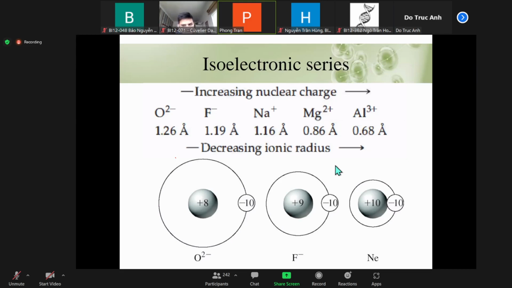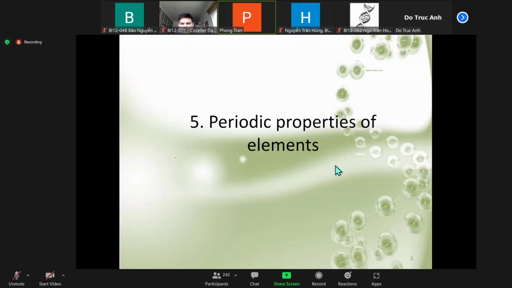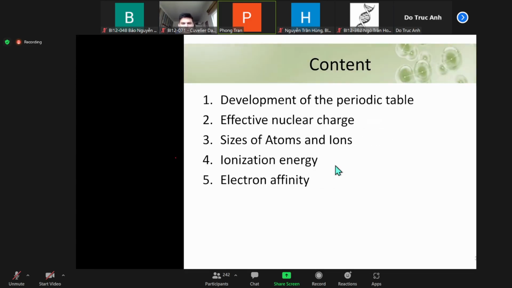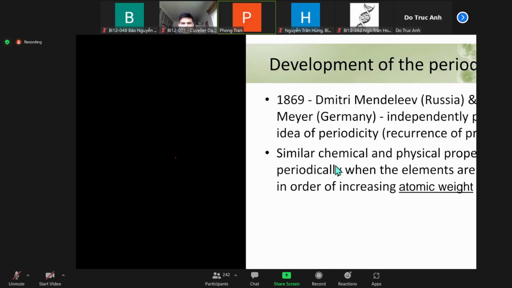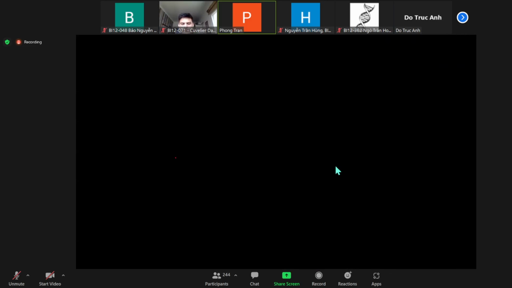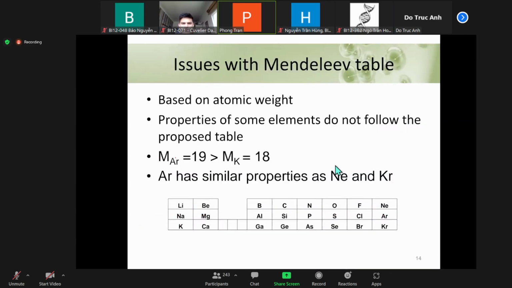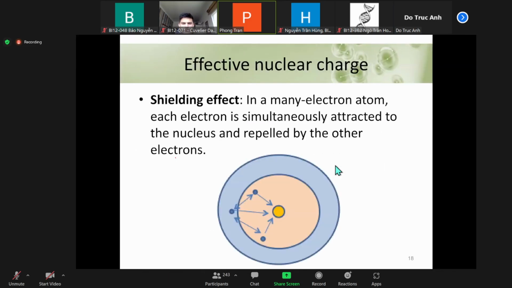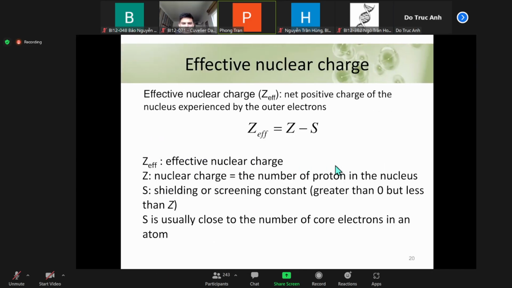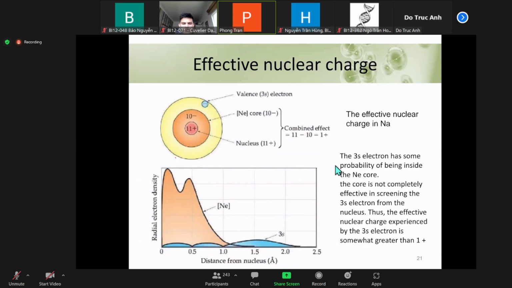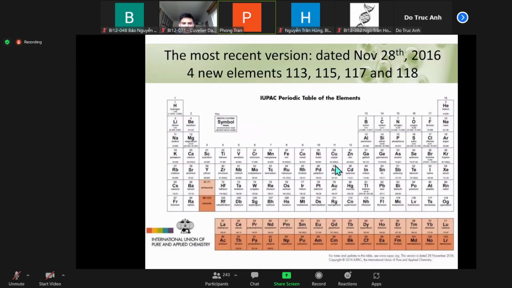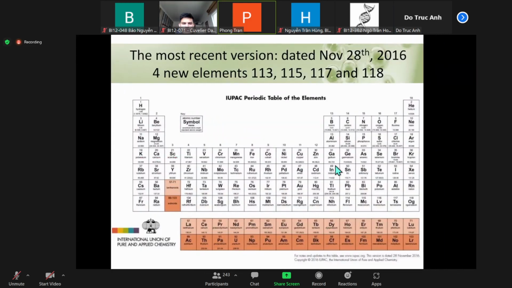So for example, the oxygen, you have only the atomic number Z. Oops, sorry. Sorry for this.